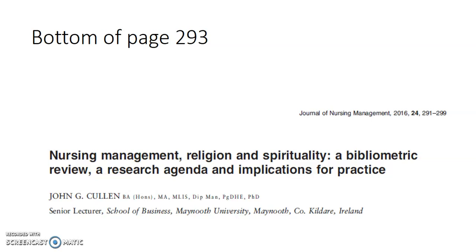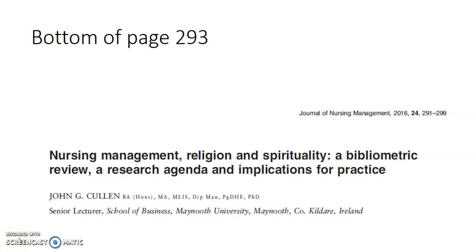To get the rest of what you need, you will probably have to click into the full article, the full text as well, most of which is available on the library databases in Maynooth University. So just to show you, this particular article tried to look at religion and spirituality from the perspective of managers, of nurses who were managers, what they needed to know, what the research had been saying, what needed to be looked into, and how this would impact on their jobs in practice.